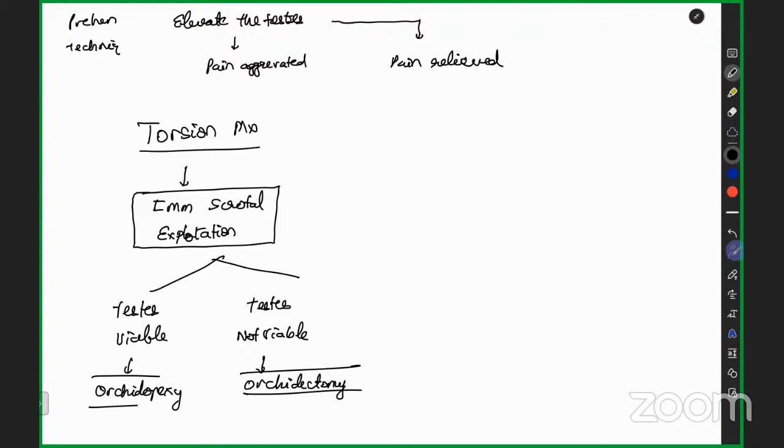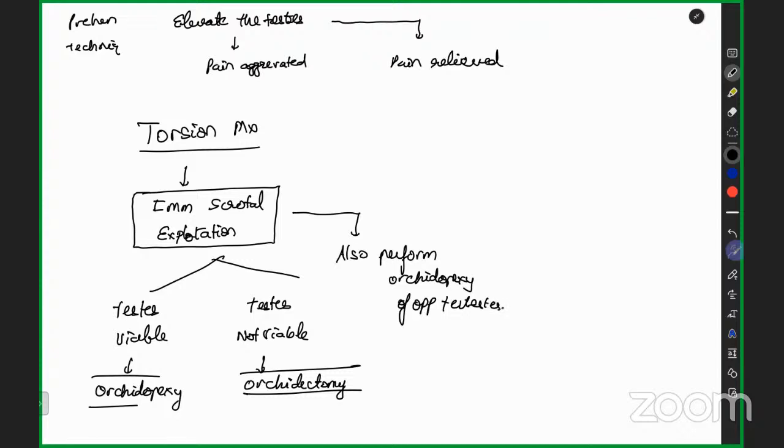Okay. So now you do immediate scrotal exploration. You should do orchidopexy of the opposite testis after this. After treating with this orchidopexy, you should also perform orchidopexy of the opposite testis. So what is orchidopexy?